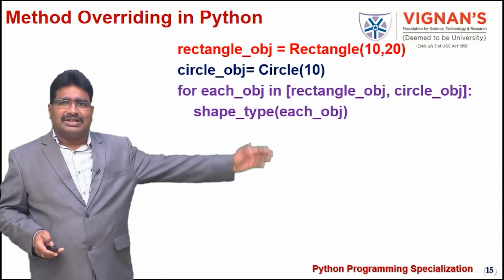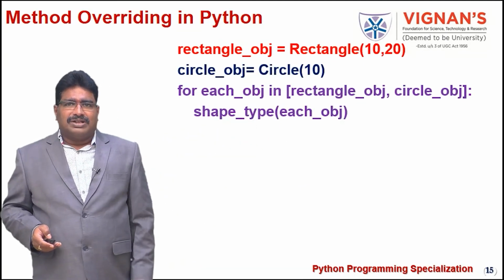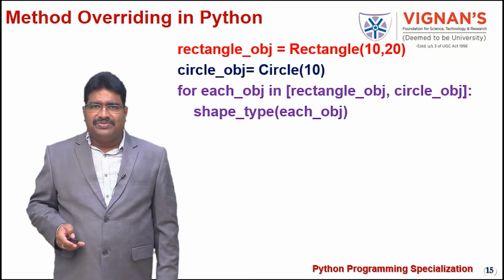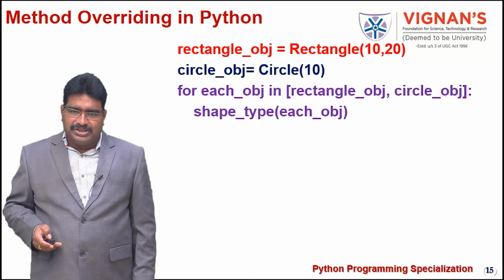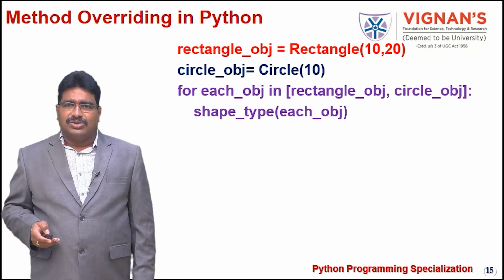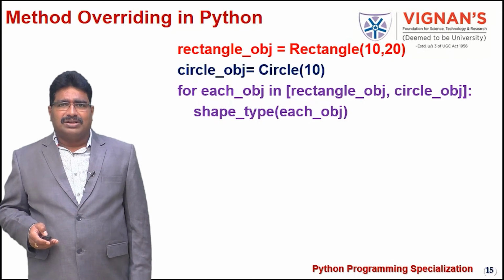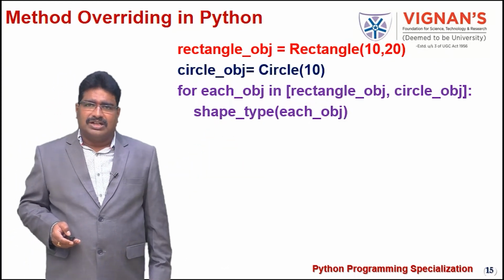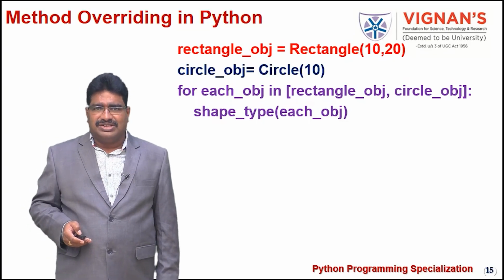Here we created the rectangle object. So rectangle object is equal to Rectangle(10, 20). It indicates that we created the rectangle object with the height value equal to 10 and the width value equal to 20. Similarly, we call the circle object and pass 10 as a parameter, so automatically the radius of the circle is 10.